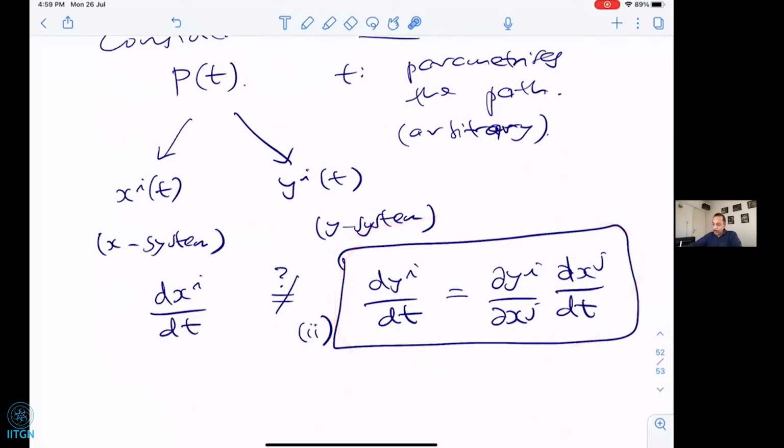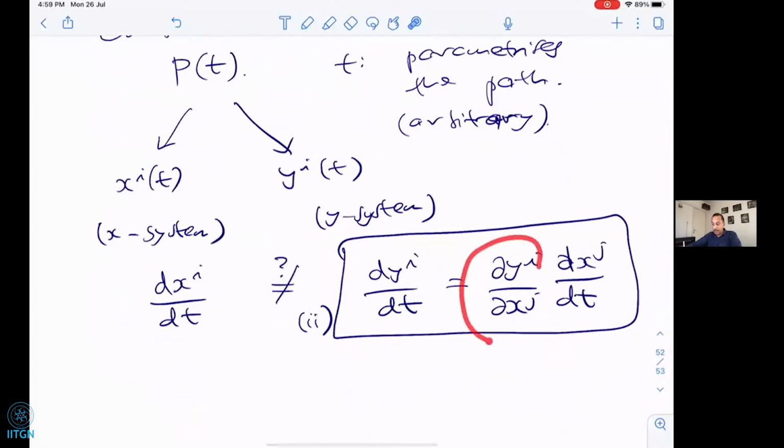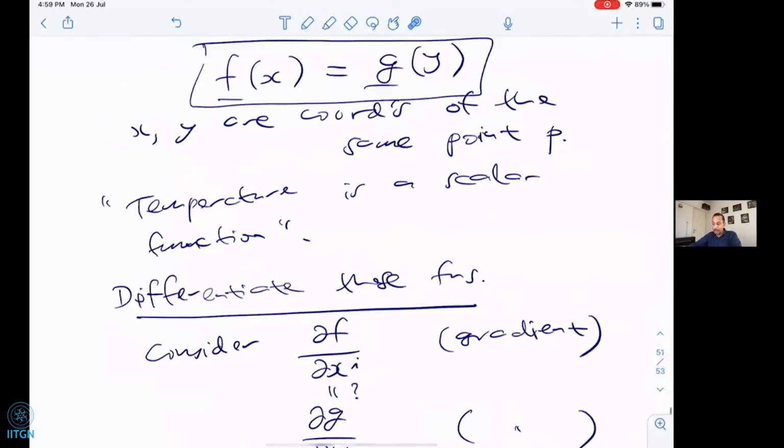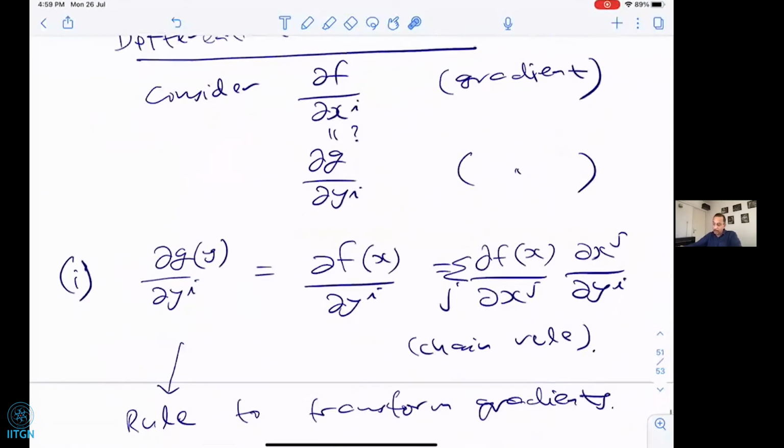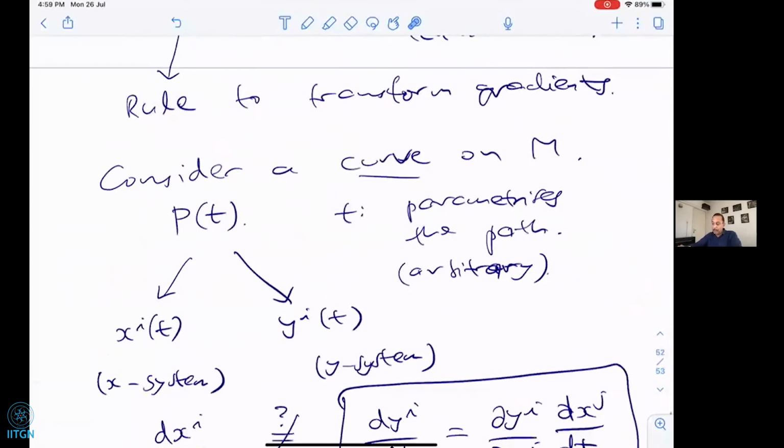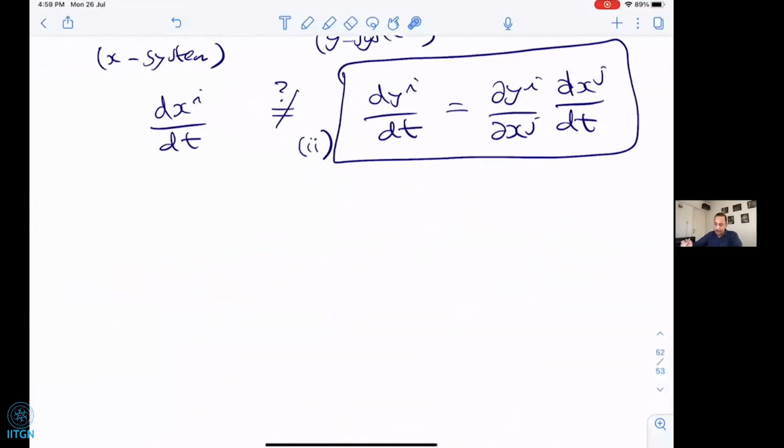Okay, and this one also has this extra factor, del yi by del xj. Notice that it's the reverse. Here I use the derivative of y with respect to x, but here I got the derivative of x with respect to y. So there's a meaning in these two statements. Let me summarize them here and then try to extract the meaning.